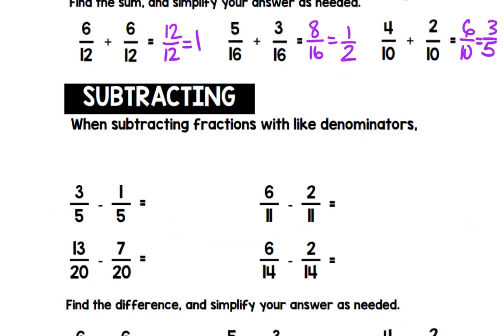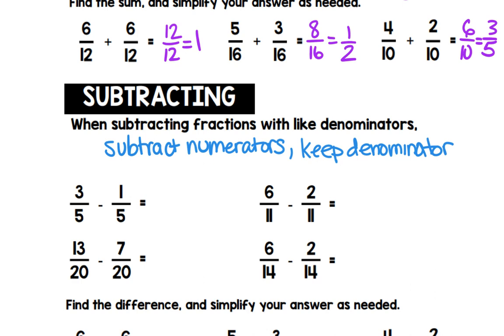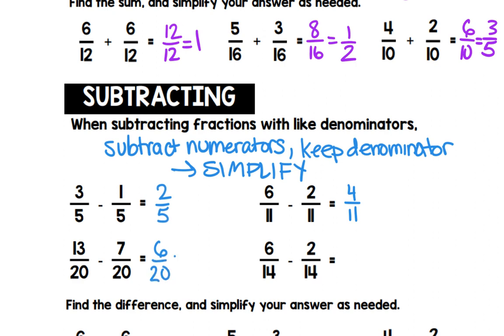When you are subtracting fractions with like denominators, it's the same thing. Subtract your numerators, keep the denominator the same. 3/5 minus 1/5 is 2/5. That's already simplified. 6/11 minus 2/11 is 4/11. 13/20 minus 7/20 is 6/20, and that will simplify to 3/10. 6/14 minus 2/14 is 4/14, which will simplify to 2/7.